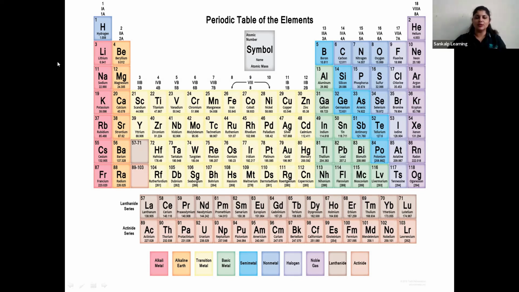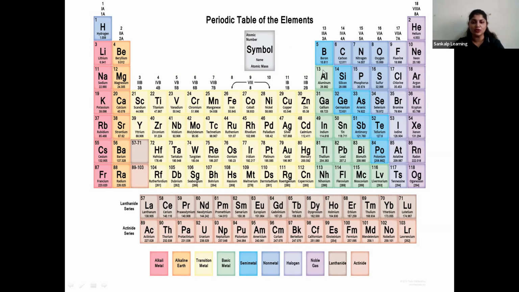So this is about the periodic table. The periodic table chapter is not there, but you need to know some brief idea about it. What is the modern periodic law? Who is called the father of the periodic table? What are metals? What are non-metals? What are metalloids?